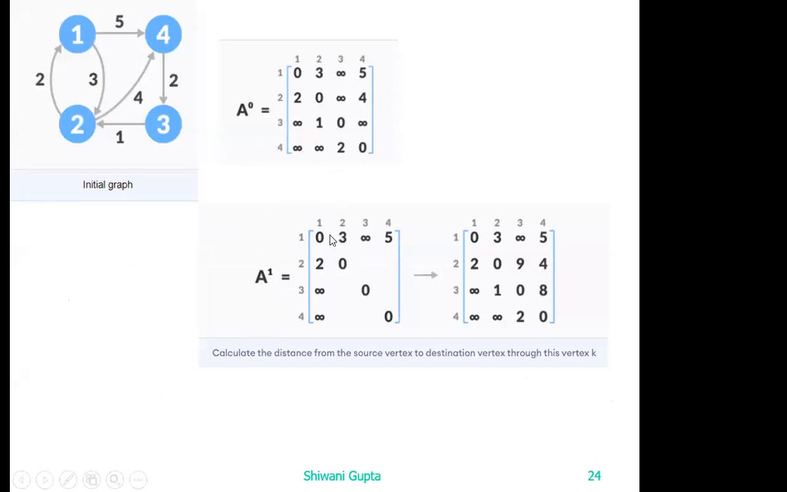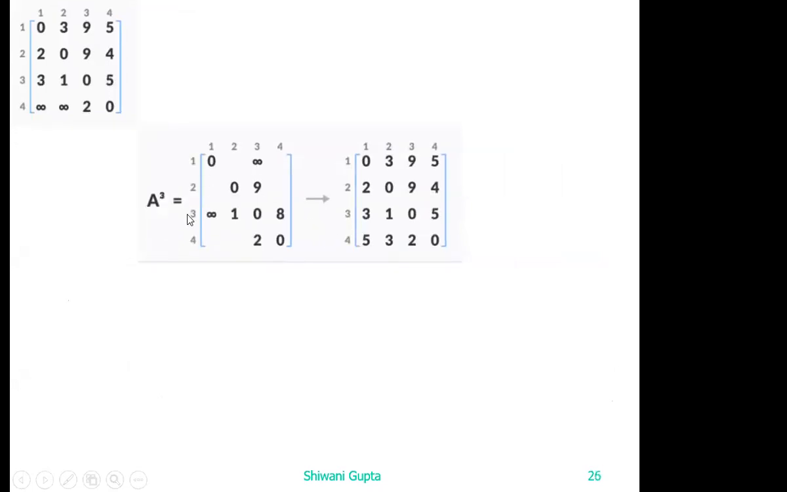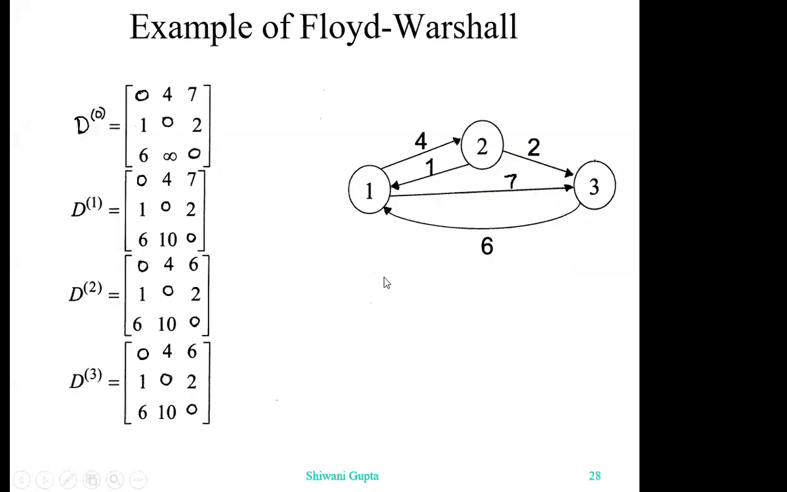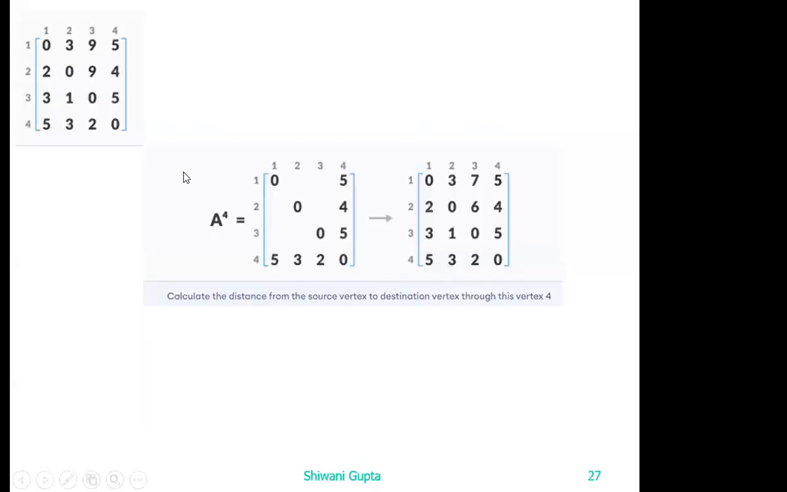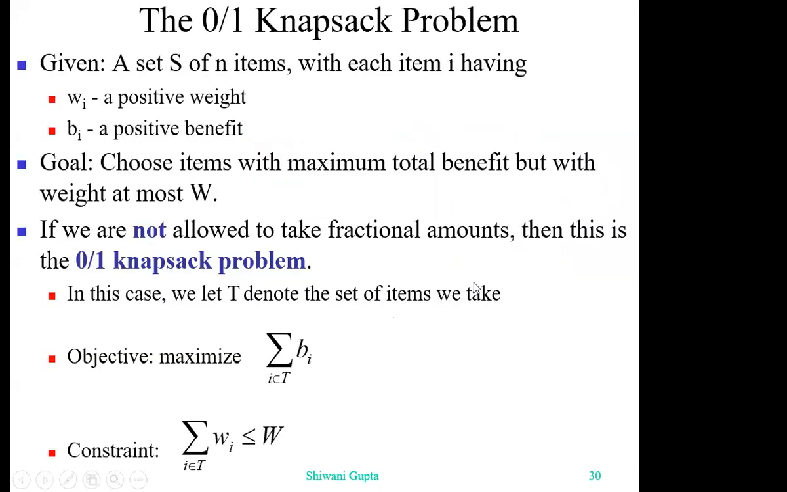A1 becomes when the first column and first row are being considered. Similarly, A2 becomes when these and these are being considered. A3 is the third row and third column, and A4 is the fourth column and fourth row. So this is your final matrix, and these are to be designated as A superscript 0 to A superscript 4. So this example we had seen last time. This one you can practice, and there was one more given to you for practice. So this was all that we did last time.